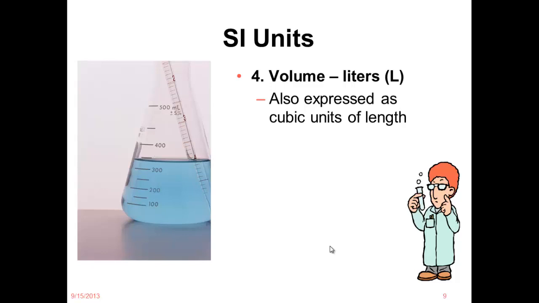Take all those three things and multiply them together, and then you would get a cubic unit, like centimeters cubed. So 1 liter of liquid would be equal to 1,000 centimeters cubed of liquid. You could also say that 1 milliliter of liquid would be equal to 1 centimeter cubed of liquid.